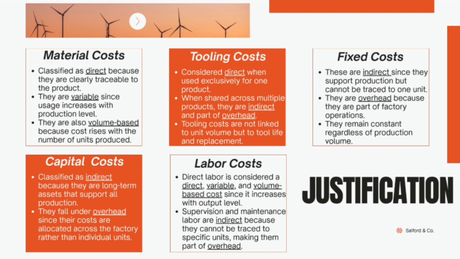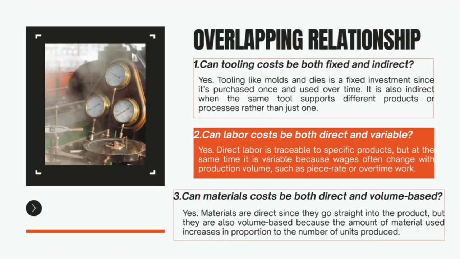Fixed costs. These are indirect since they support production but cannot be traced to one unit. They are overhead because they are part of factory operations. They remain constant regardless of production volume. Next, we will explain the overlapping relationship.